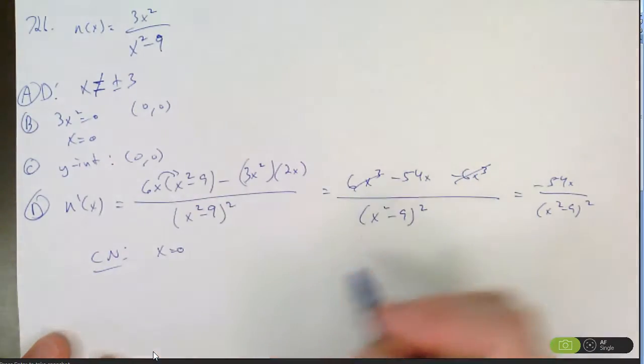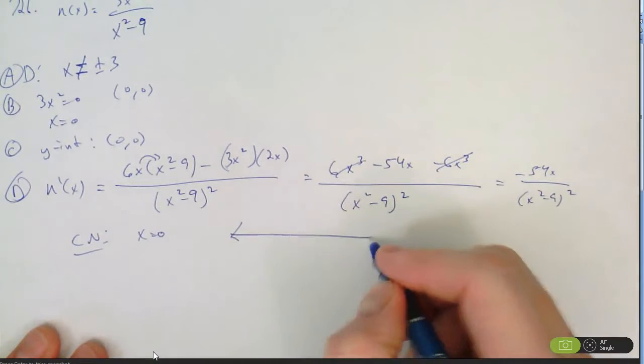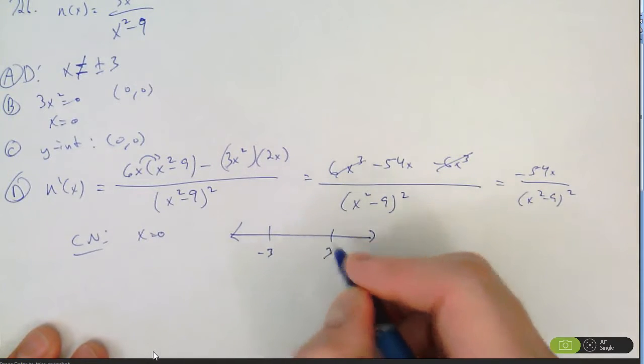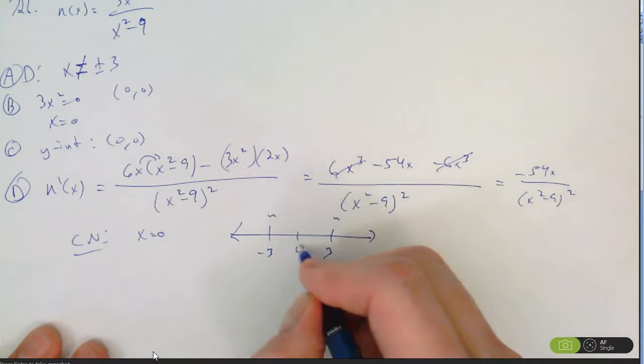X can't equal 3 and negative 3. So the only critical number I have is 0. However, when I do my number line testing, I have to test around the negative 3 and 3 because the graph is broken up into 3 parts.